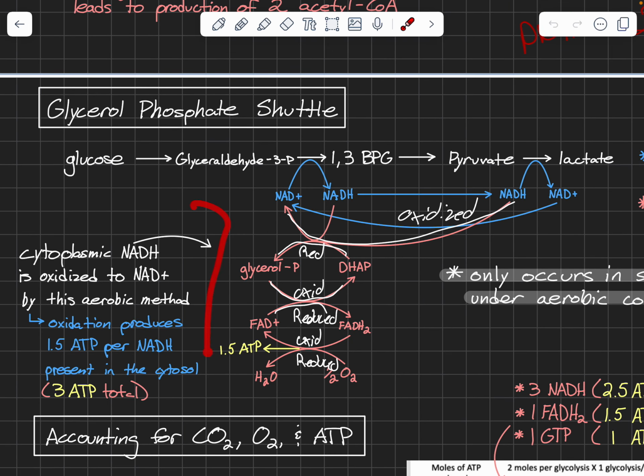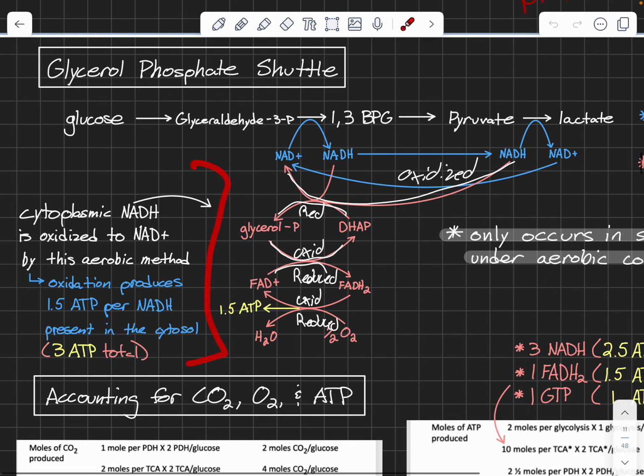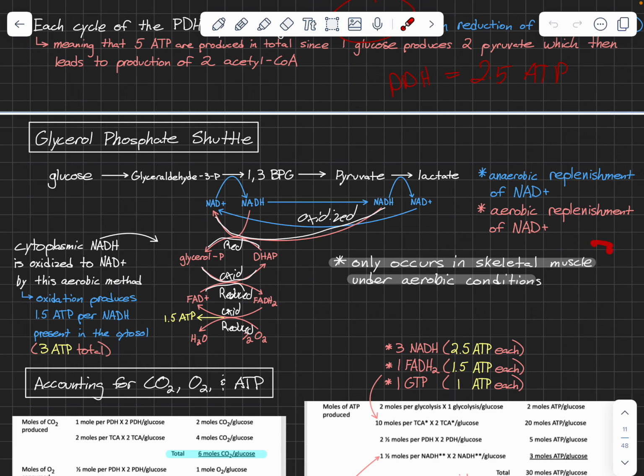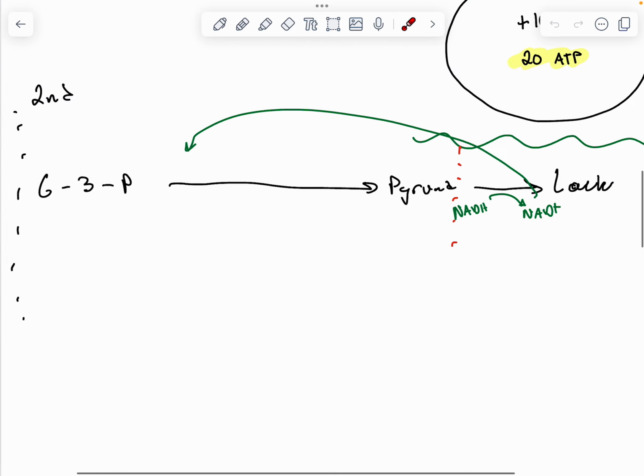And then just a little side note over here, cytoplasmic NADH is oxidized to NAD by this aerobic method. And additionally, this only occurs in skeletal muscle under aerobic conditions. That is a huge deal. And again, location is very major for a lot of this stuff. So look at this, get comfortable with a lot of the processes right here, and I'm just going to add it to our little diagram over here.